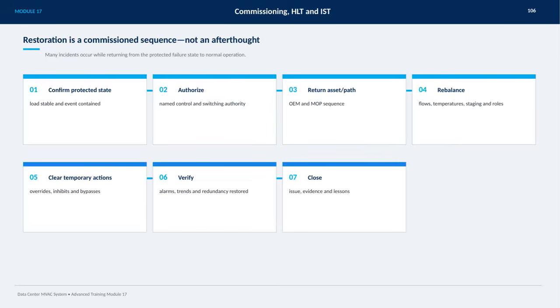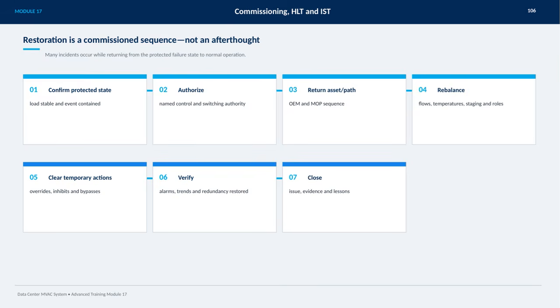Restoration is not just an afterthought. It's a carefully commissioned sequence that requires our full attention. Many incidents actually happen during the transition from the protected failure state back to normal operation. First, we need to confirm that the protected state is secure, with load stable and the event contained. Then, authorization must be granted by a named control and switching authority.